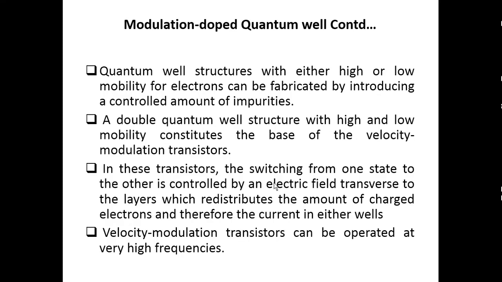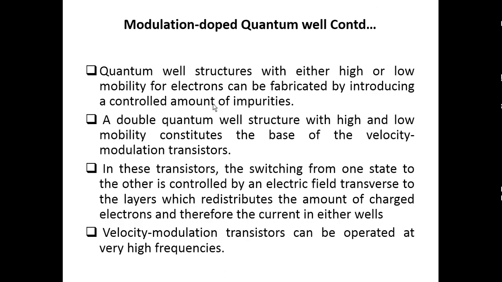Okay. The quantum well structures with either high or low mobility for electrons can be fabricated by introducing a controlled amount of impurities. How? By controlling the amount of impurities added to the material. The double quantum well structure with high and low mobility constitutes the base of the velocity modulation transistor. So usually transistors which can be operated at a very high speed make use of a double quantum well, not a single quantum well. Single quantum well, of course, the signal frequency will be there, but signal strength will be very less.